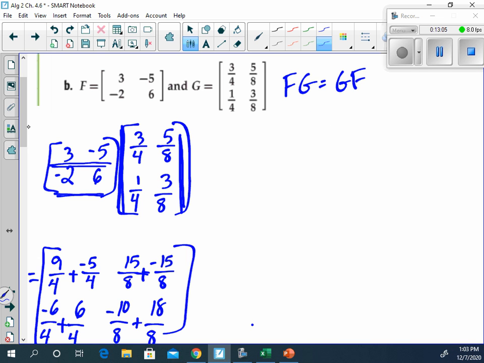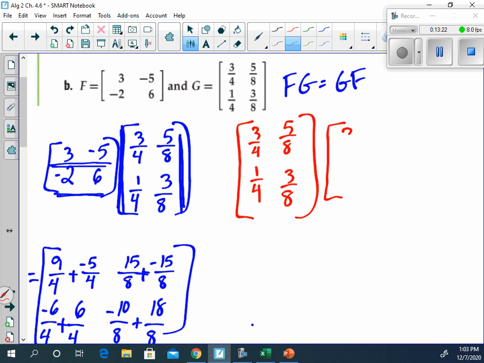So that means I also need to do, I'm going to use a different color, 3/4, 1/4, 5/8, 3/8 times 3, negative 2, negative 5, and 6. So we're just going to do it the other way. Now, if you did this in the calculator, it's easy to do both ways because it's just recalling it again and multiplying.